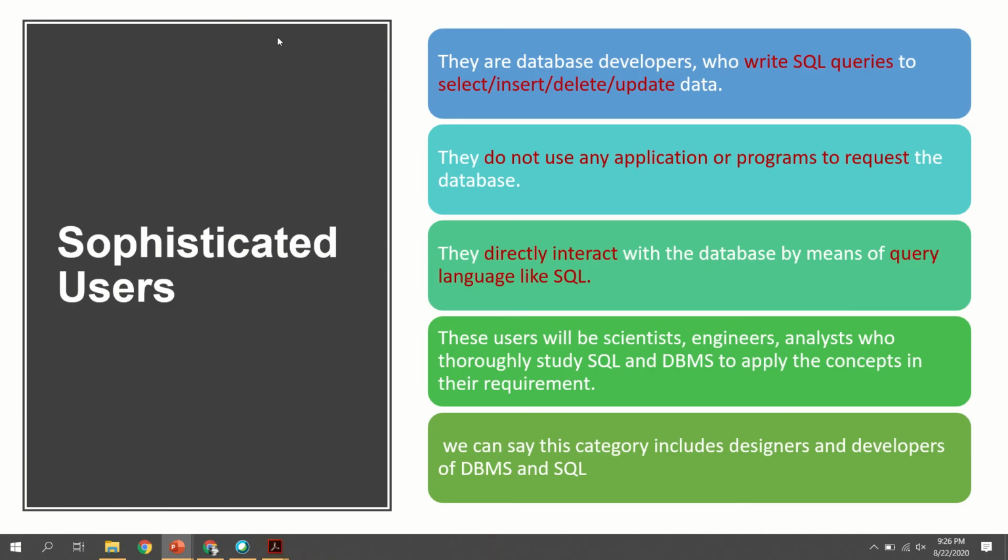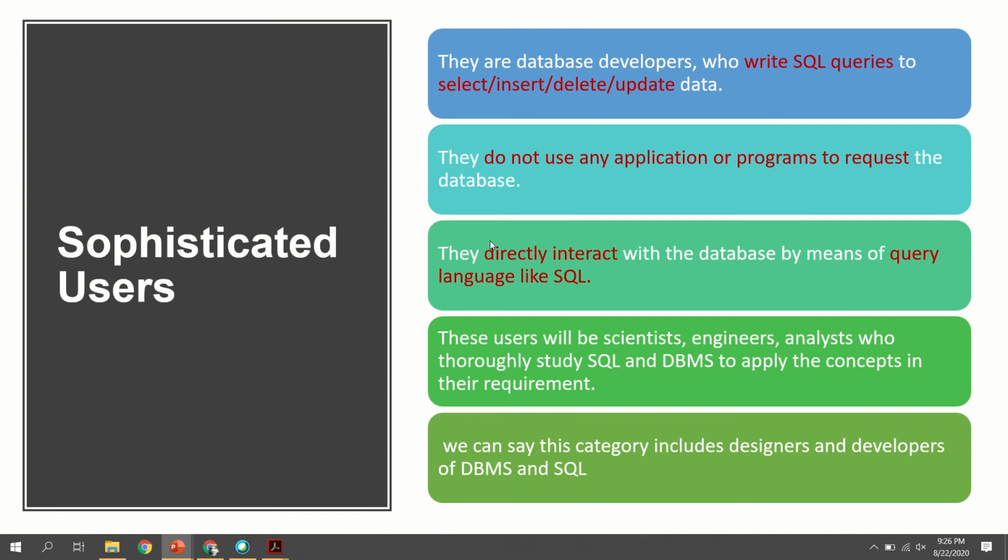The second type of user is called the sophisticated user. What is a sophisticated user? As the name says, it is a little bit complicated. These types of users are actually database developers. They are the masters of the database, and they will write SQL queries in order to select, insert, delete, or update data from or to the database. Sophisticated users are database developers, so they write SQL queries to perform different manipulations of data.